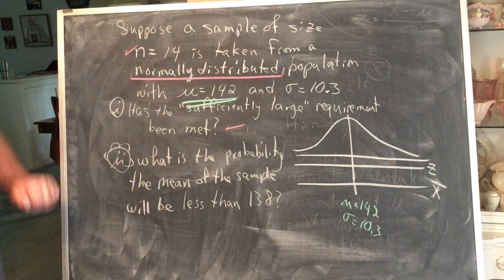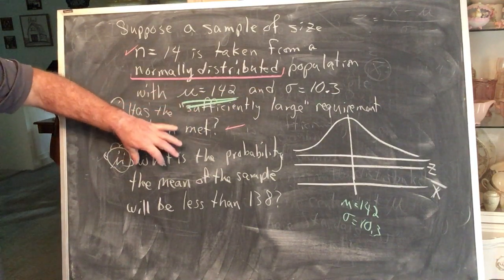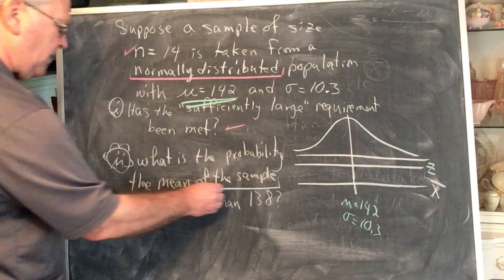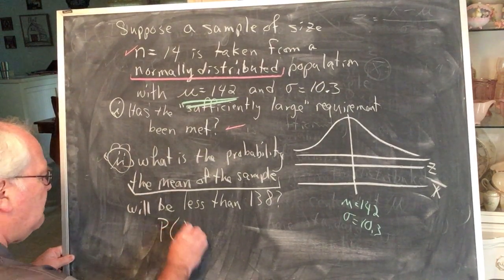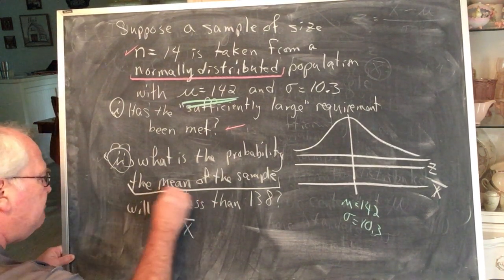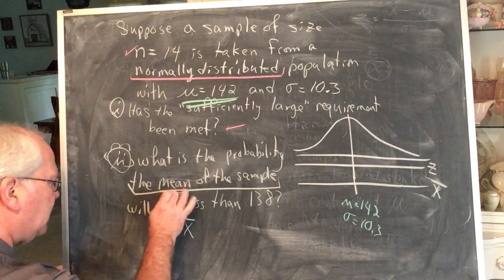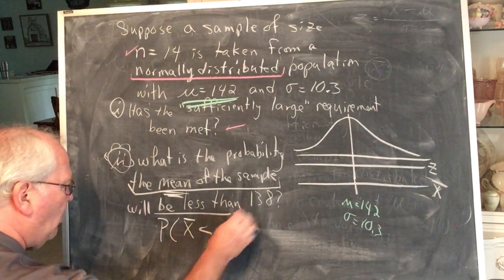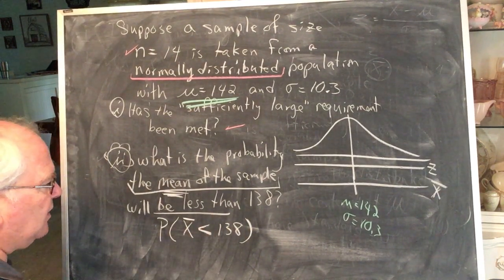And so now the question is, what are we being asked to find in question number 2? Find the probability that the mean of the sample, so this is read it and write it. X bar is the sample mean. This is not x, it's x bar, because this is the mean of the sample. Make sure you delineate between x and x bar. And now it's just read it and write it: less than 138. So we need to find the probability that x bar is less than 138.